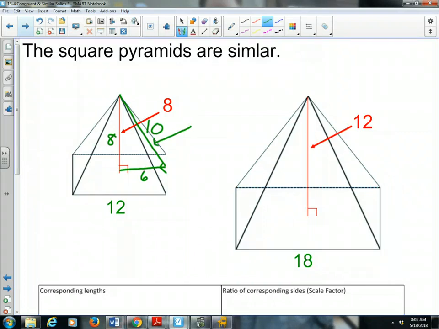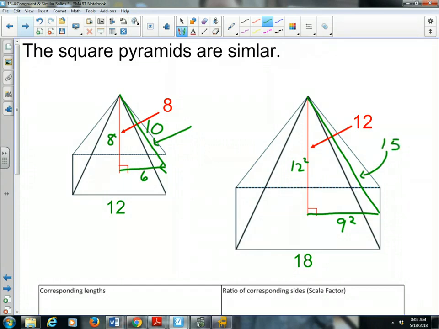Let's do the same thing on this one. For this slant height, we have 12 squared plus 9 squared, because 9 is half of 18. That equals 225, and the square root of 225 is 15. So this length is 15.